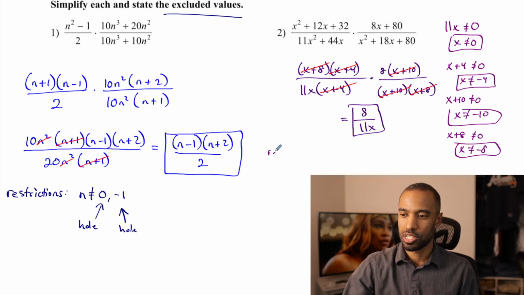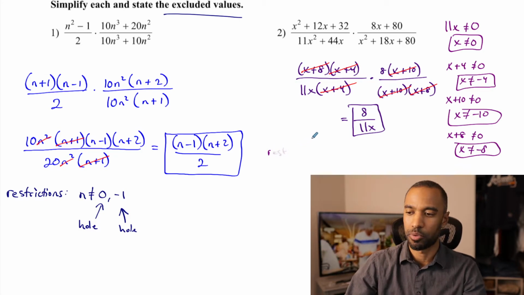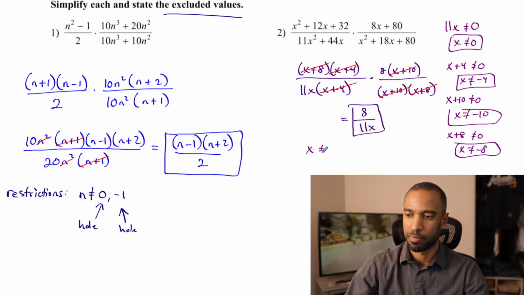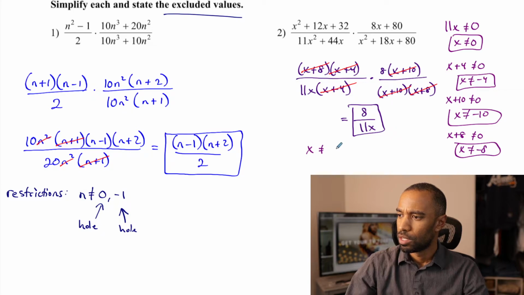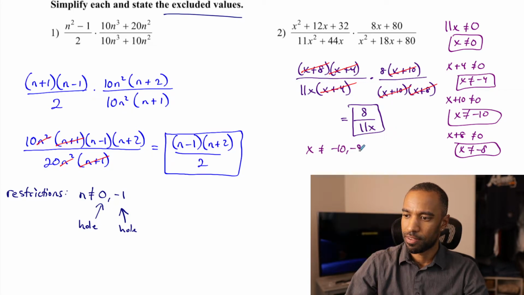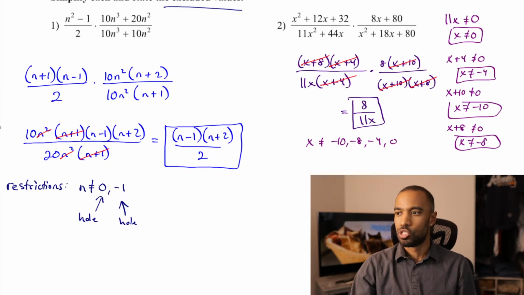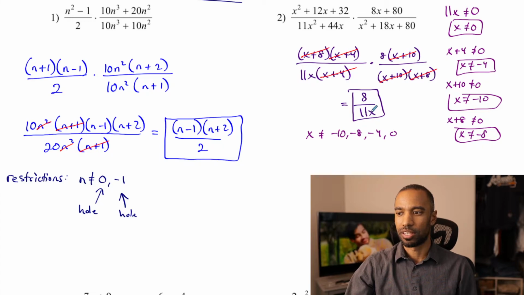The restrictions here are, and I'm not going to put "restrictions" each time, I'm just going to say what x can't equal. x can't equal 0. Here, let's do this in order so I don't mess anything up. x can't equal -10, -8, -4, or 0. Those are all the restrictions on those ones. Now, 0 was one that still exists here.